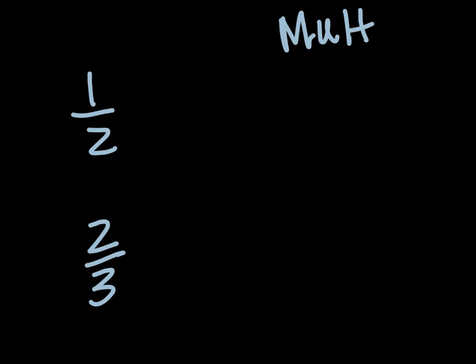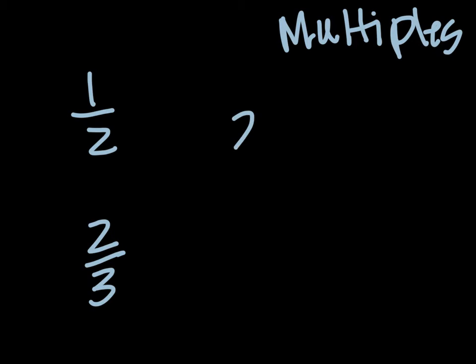We know when we have the fractions 1/2 and 2/3 that there's a problem because we don't have the same denominator, so we can't add fractions with different denominators. So the first thing we need to do is figure out what number goes into both 2 and 3. So I'm going to look for my multiples of both 2 and 3.